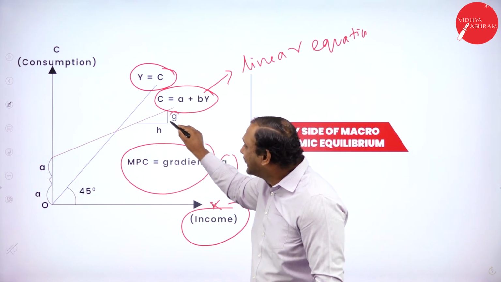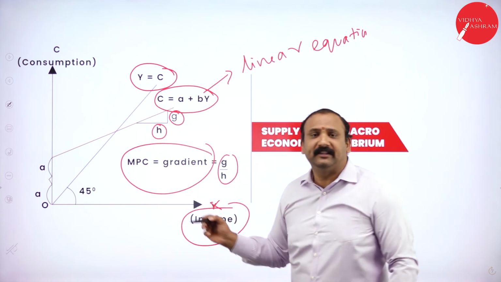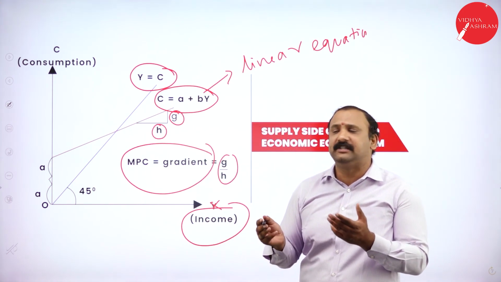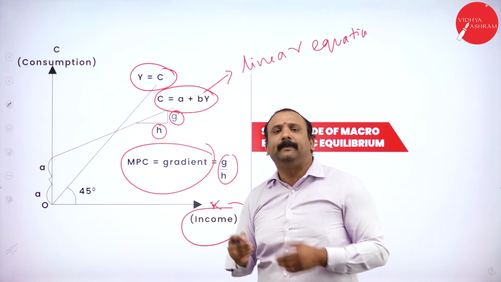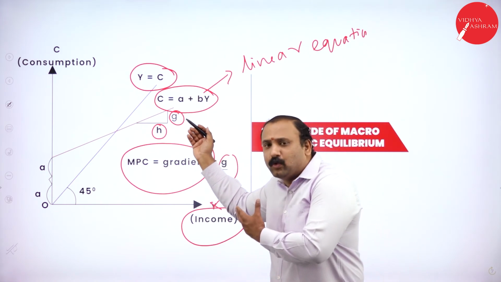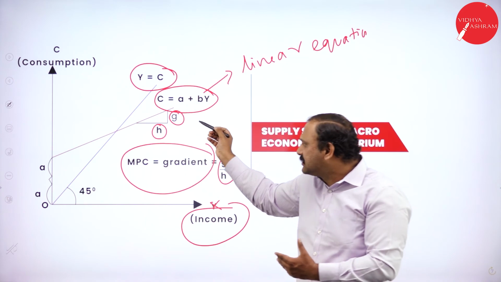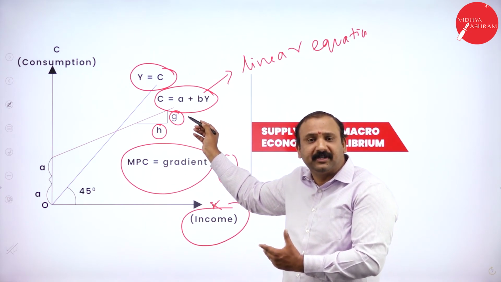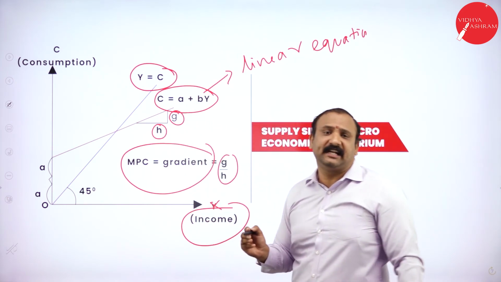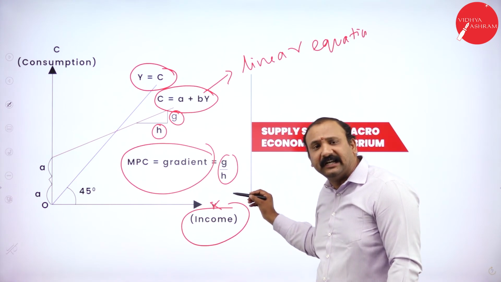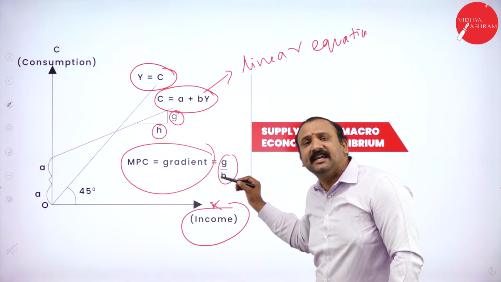G by H is a gradient. Now how to explain the gradient factor? It is quite simple. We are just going back to the basic trigonometry, trying to address the sides. This is one side of the consumption factor and this is the other side. So we are just going to represent it by two letters, G by H.